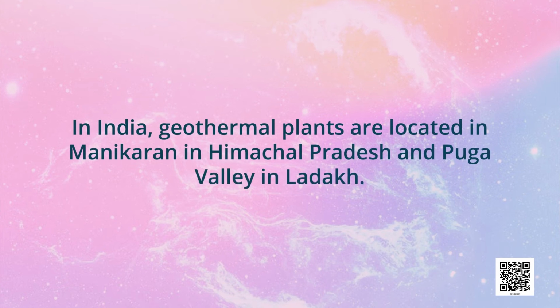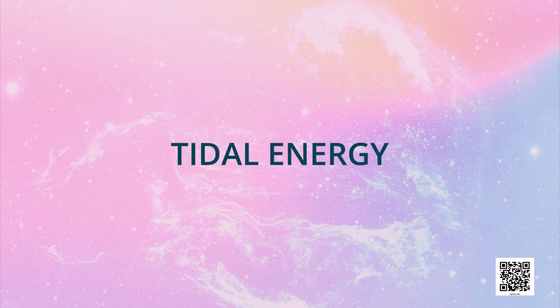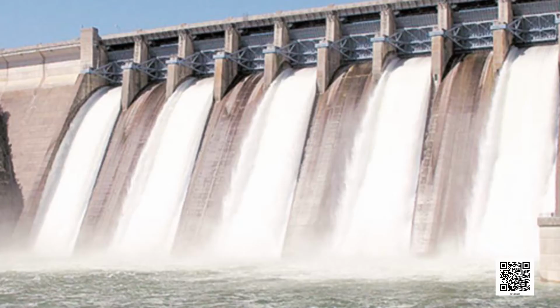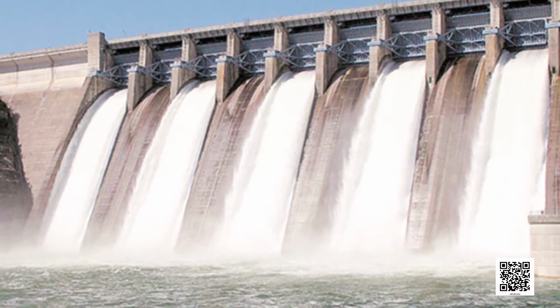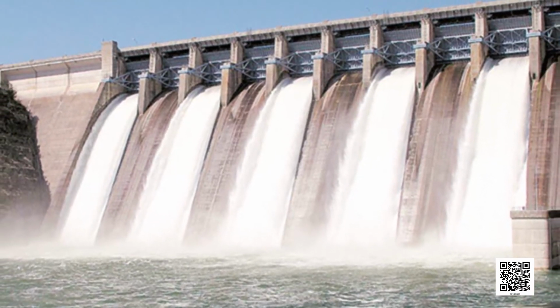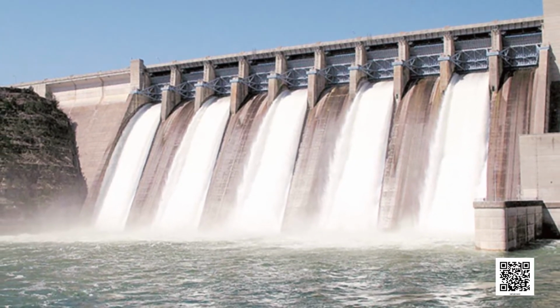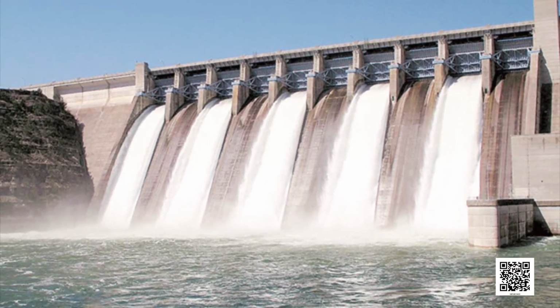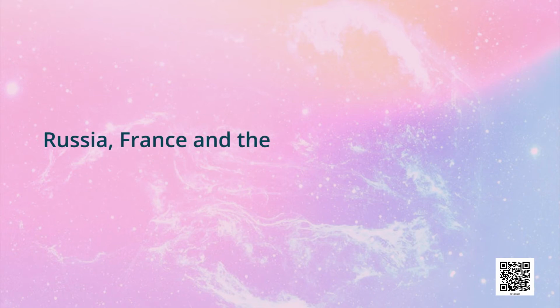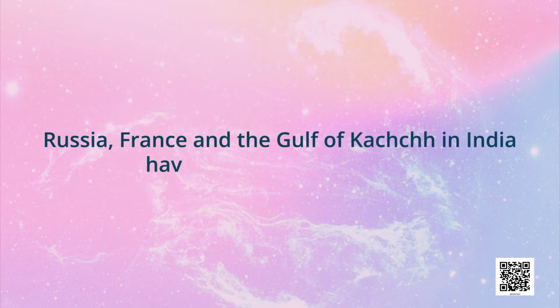Tidal energy. Energy generated from tides is called tidal energy. Tidal energy can be harnessed by building dams at narrow openings of the sea. During high tide, the energy of tides is used to turn the turbine installed in the dam to produce electricity. Russia, France, and Gulf of Kutch in India have huge tidal mill farms.